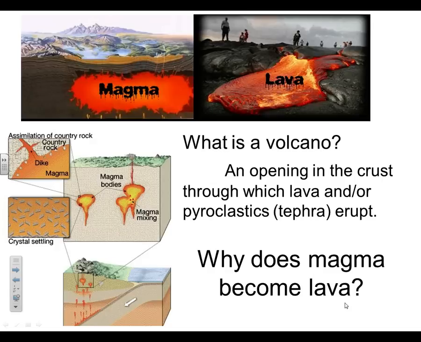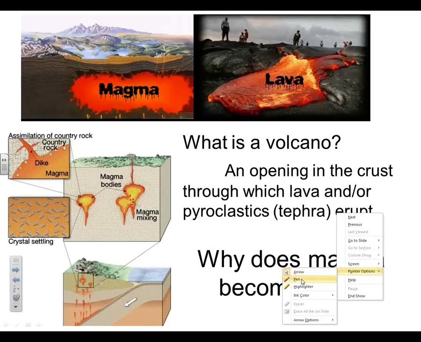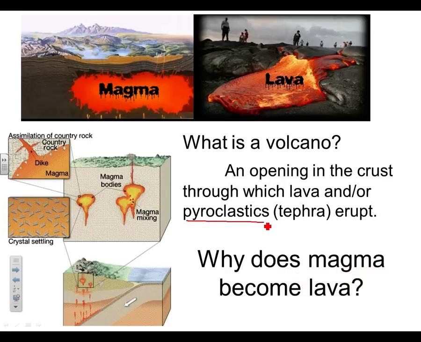A volcano is just an opening in the crust through which lava and or pyroclastics erupt. Now you might not know the word pyroclastics or tephra yet. We'll talk about that a little bit later in the year. Basically, think of pyroclastics or tephra as things like ash, solid things, where lava is liquid, molten rock. So a volcano erupts, it might have lava coming out, it might have just ash and stuff spitting out. That's kind of your basic definition.